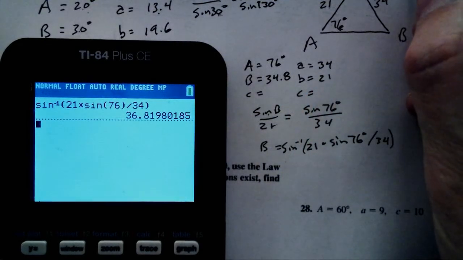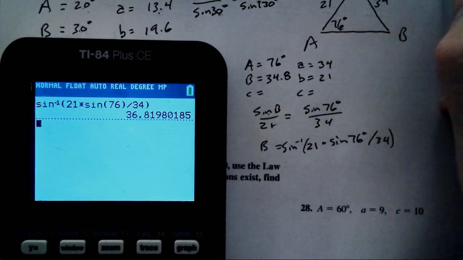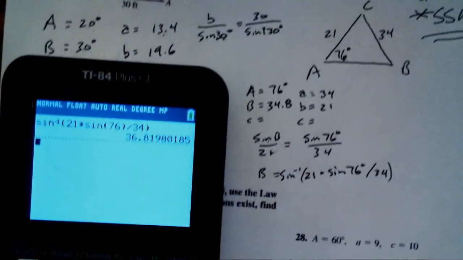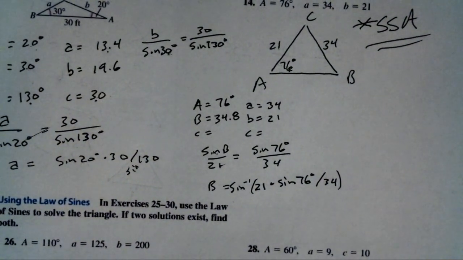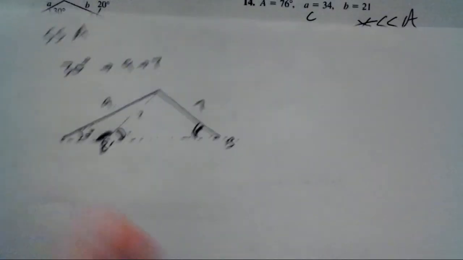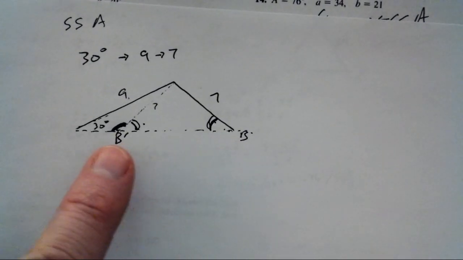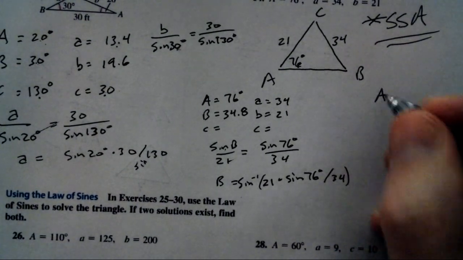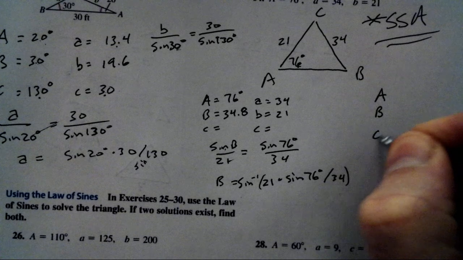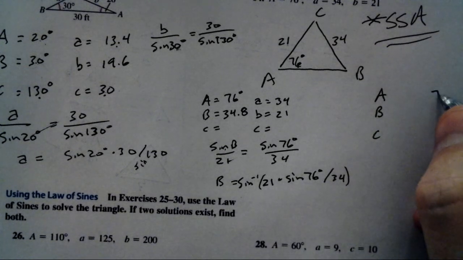34.8. Now, this is a side-side angle problem. We have to be careful that there's not a second solution. Just like back here when we found angle B, we realized maybe B's over here, the supplement of B. So what I need to check is, you don't have to write all of this out if there isn't a second one, but you sure better check.